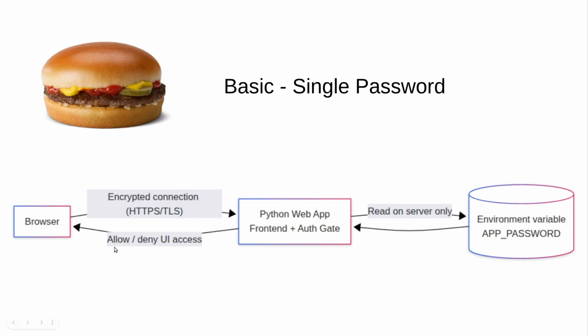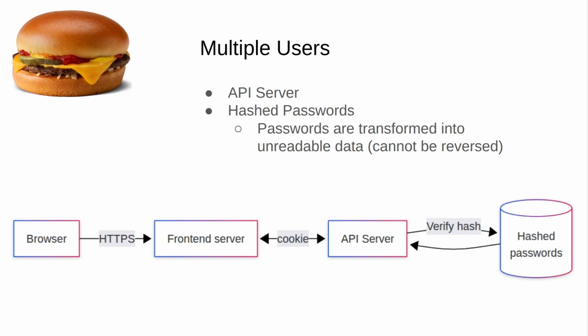The basic burger level is you have a browser. It has a password box. You put the password into the box, and the password is authenticated on the server using a secret password that's in the environmental variable on the server. The next level up is the cheeseburger level, where we have multiple users.